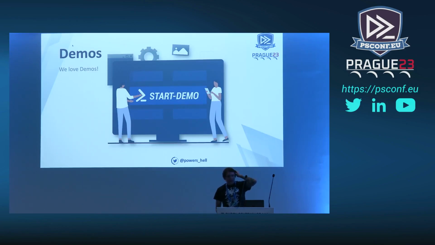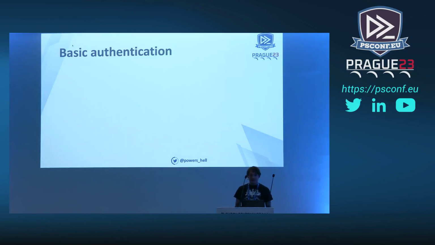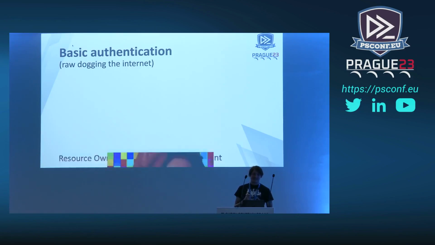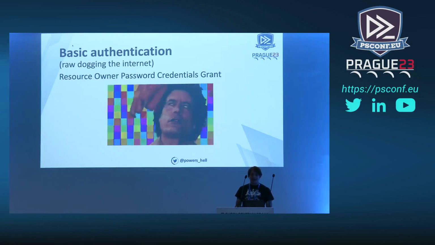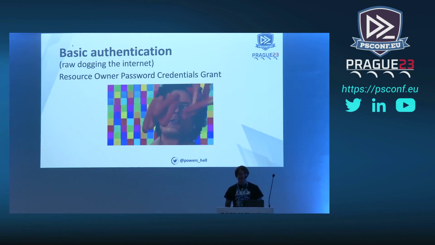Okay. Let's look into basic authentication. Ignoring the prereqs that I just said that make our life easier, I'm going to use a couple of them, but how would you get around doing an initial concept of authentication? You know, the auth dance that we're all used to doing is you go to a website, you put your username and your password in, you hit enter, and then you're in the system. Maybe you need to do a little bit of MFA dancing and all that sort of nonsense, but surely it's that simple. This is called raw dogging the internet. Or resource owner password credentials grants, which doesn't really roll off the tongue the same way.